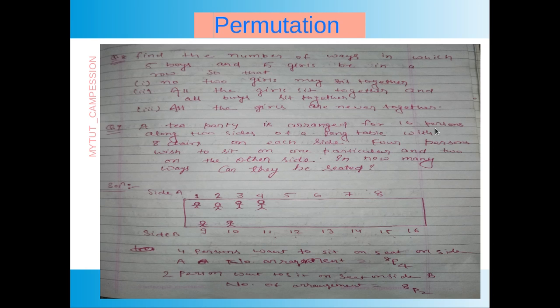Now the next question, question number 9: a tea party is arranged for 16 persons along 2 sides of a long table with 8 chairs on each side. 4 persons wish to sit on one particular side and 2 on the other side. In how many ways can they be seated?